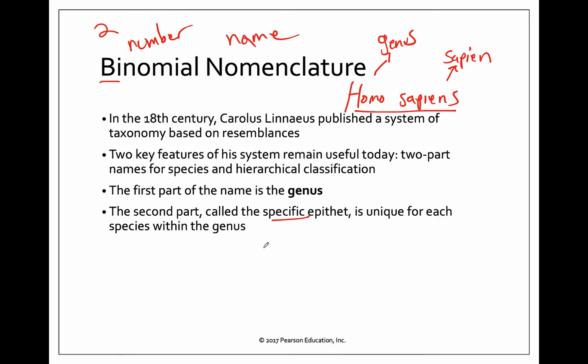Some rules for binomial nomenclature. When you're writing out a genus, the first letter of the genus is always capitalized, and the first letter of the species is always lowercase. If you're going to write something out by hand, like I am right here with my pen, you would underline a genus and species name. If you were typing, you would use italics.